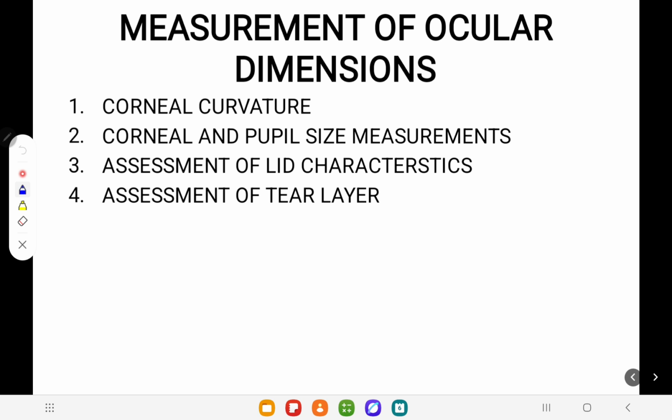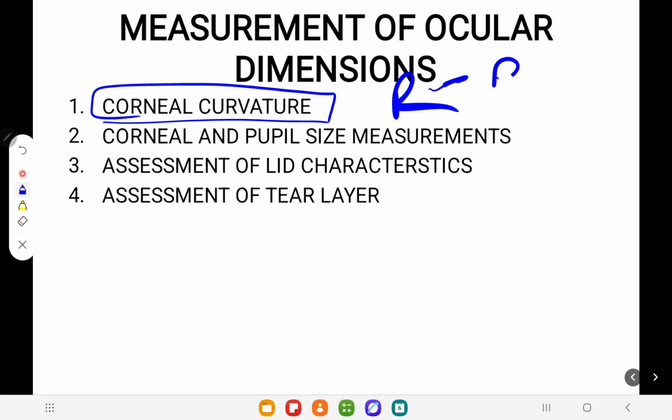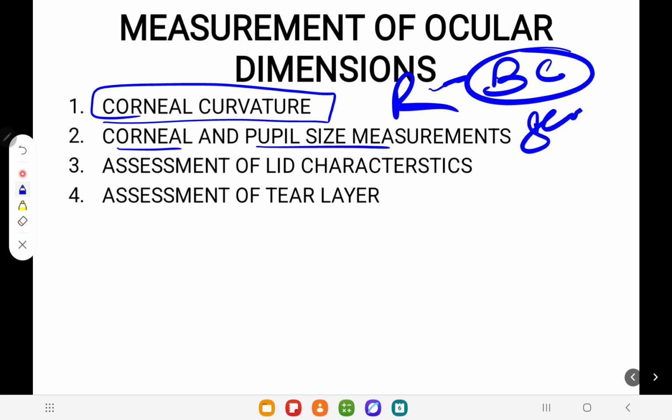So, measurement of ocular dimensions. What about ocular dimensions? The most important of all is corneal curvature. Yes, radius of curvature. We want to select the best curve of the contact lens. Definitely corneal diameter, and pupil size measurement, especially in scotopic and photopic conditions. Yes.